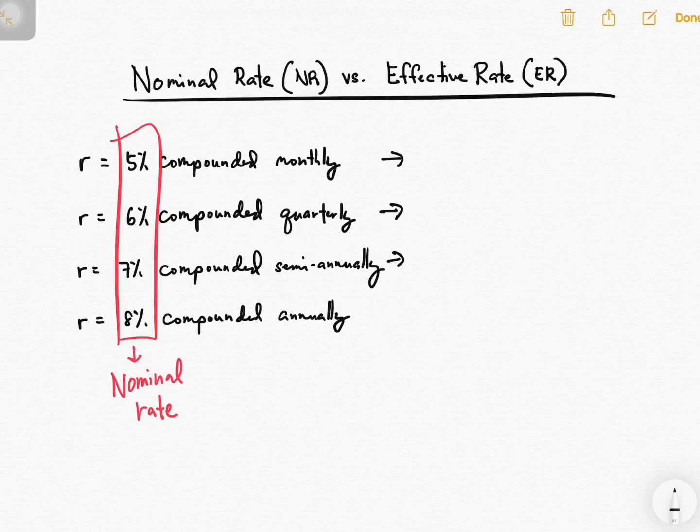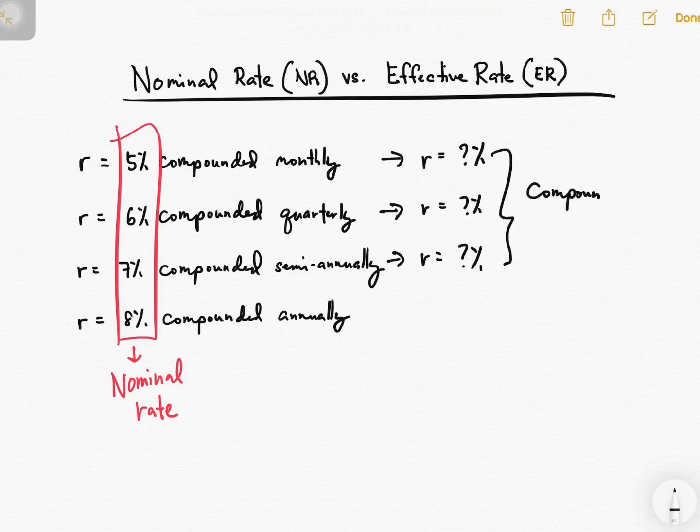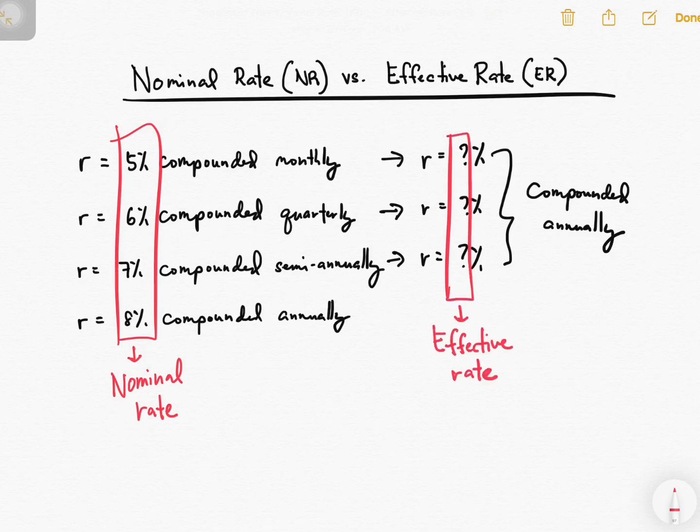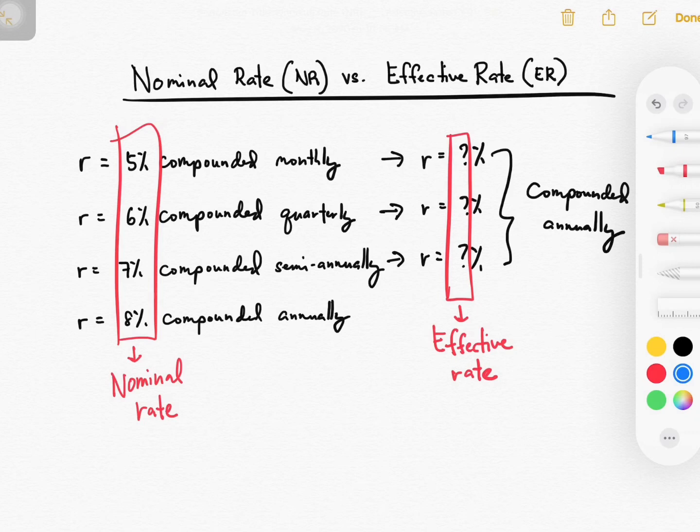Now, how about for the other compounding periods? What will happen is you will convert them to a rate, whatever rate you get here, using a formula, and all of them will be compounded annually. And the rates right here are your effective rates. Again, for compounded annually, you don't need to convert it anymore because it's already compounded annually. So this one, 8% compounded annually, 8% is the nominal rate, that is also the effective rate.